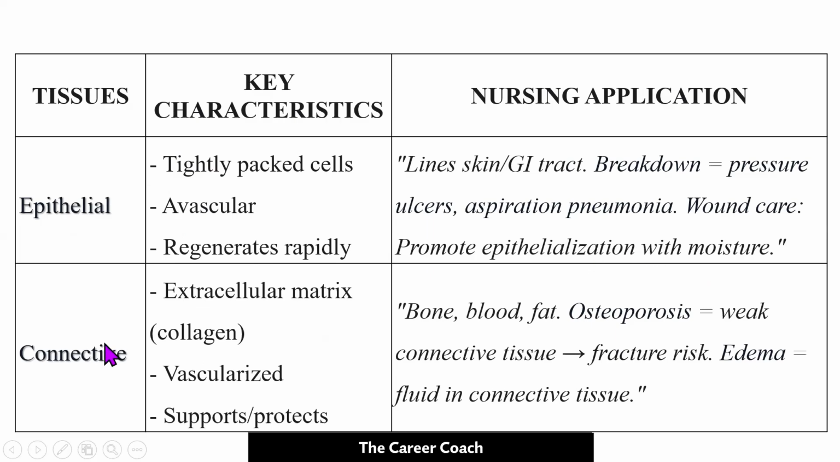The next is the connective tissues. What are the key characteristics of a connective tissue? They have extracellular matrix, which is called collagen. They are vascularized and they support and protect. Nursing application, they are found in the bone, the blood, and fat. Osteoporosis happens as a result of weak connective tissues. This will lead to fracture risk. There is also edema, which means fluid in the connective tissues.